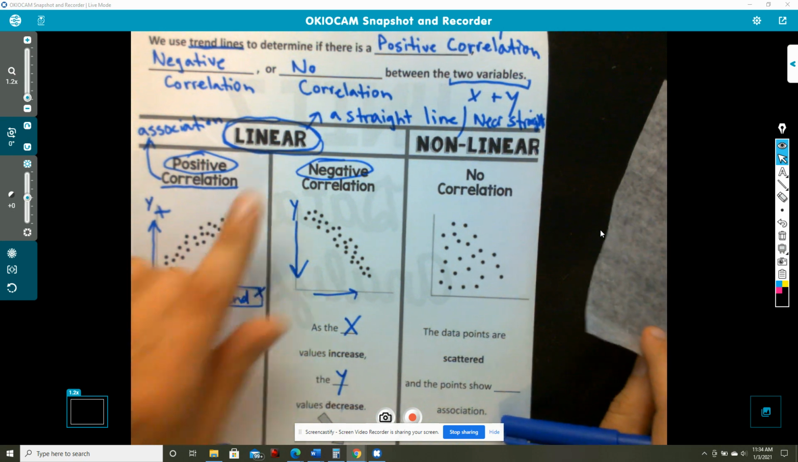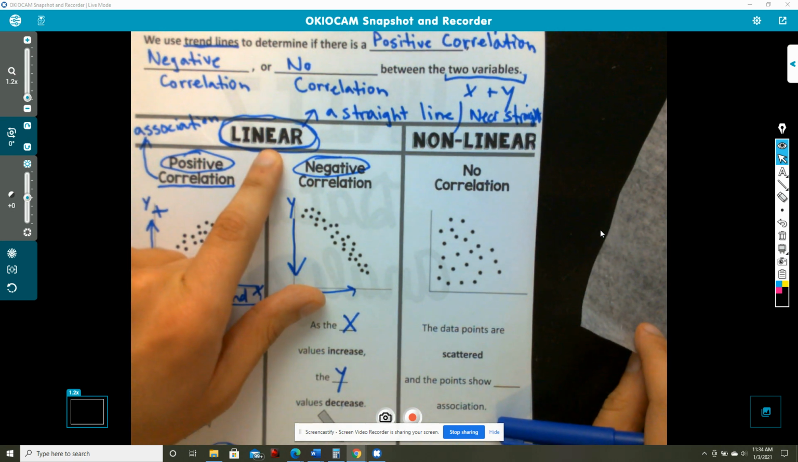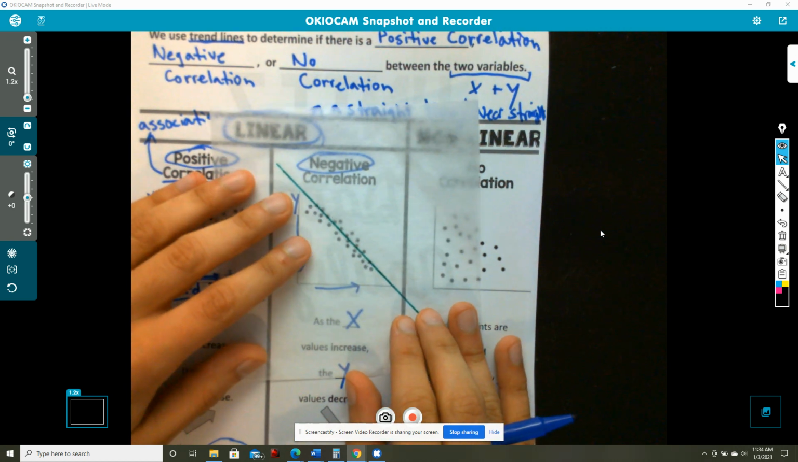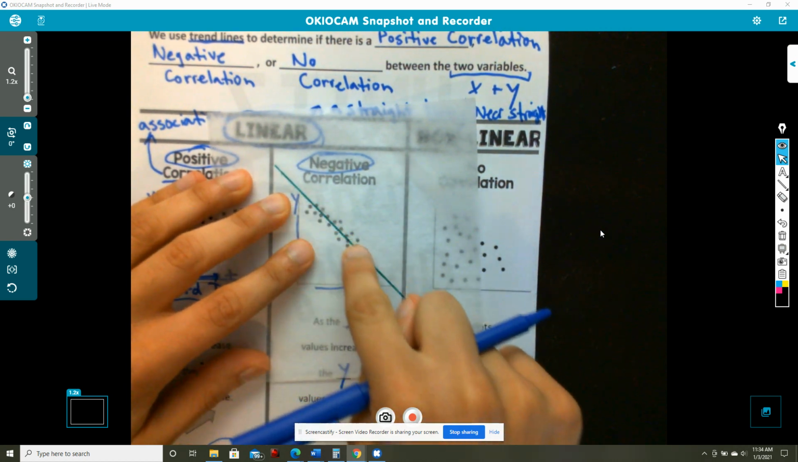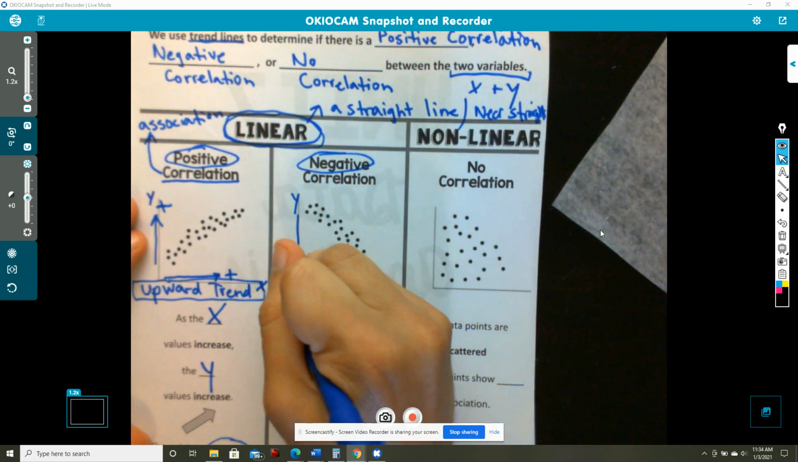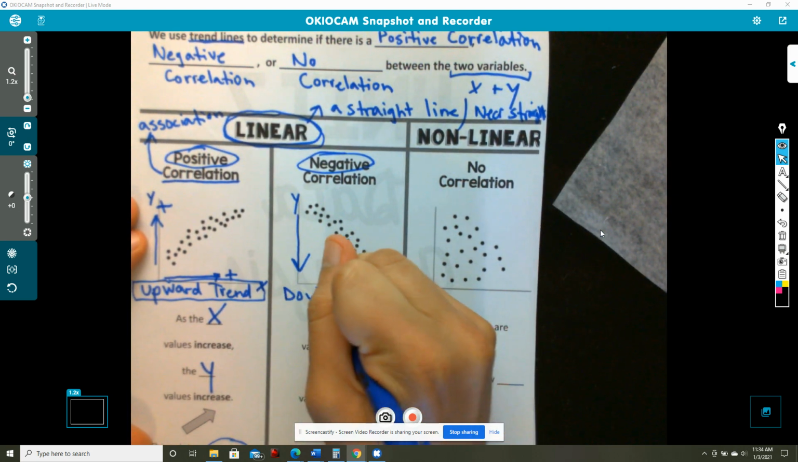And a negative correlation is also linear. Remember, linear means a straight line or near straight line. So like I just did, we put a near straight line going down. So that would make it negative correlation, and it would be a downward trend.